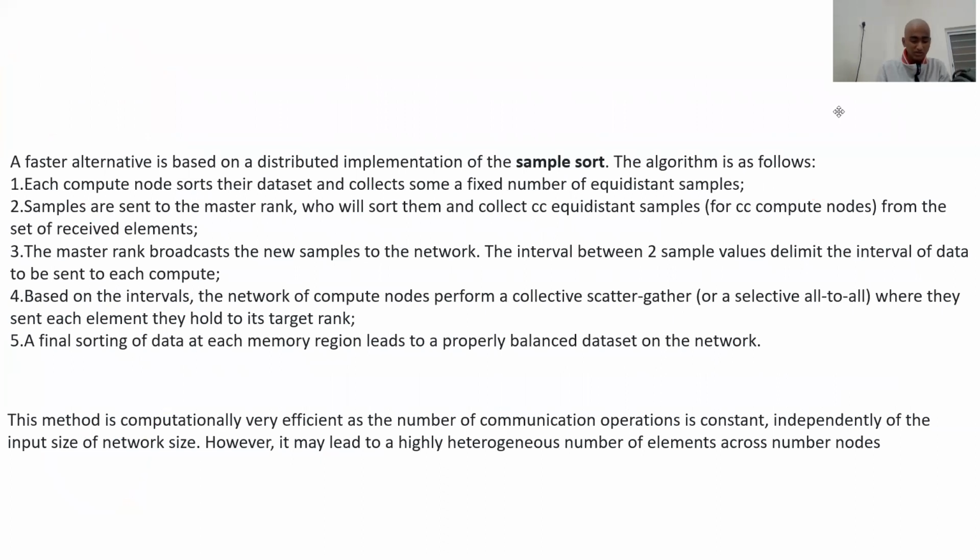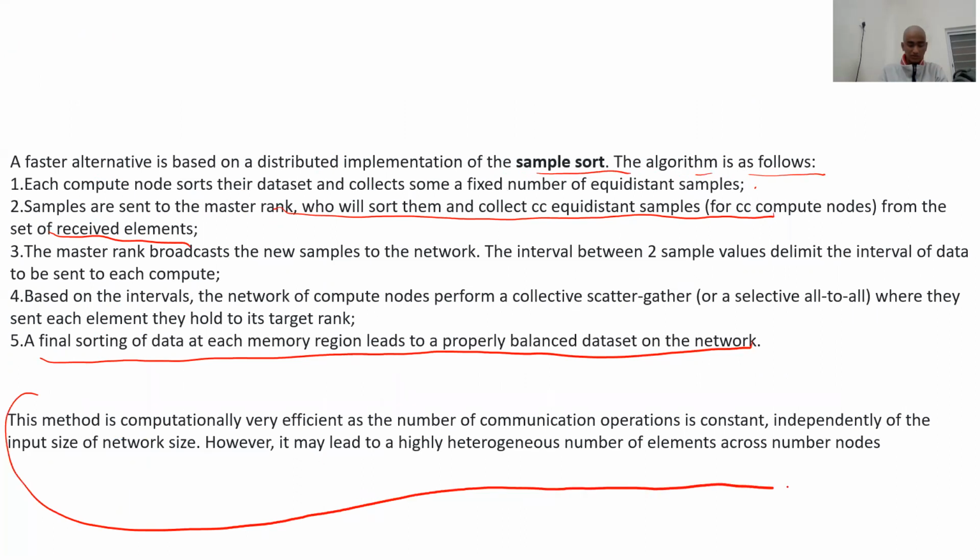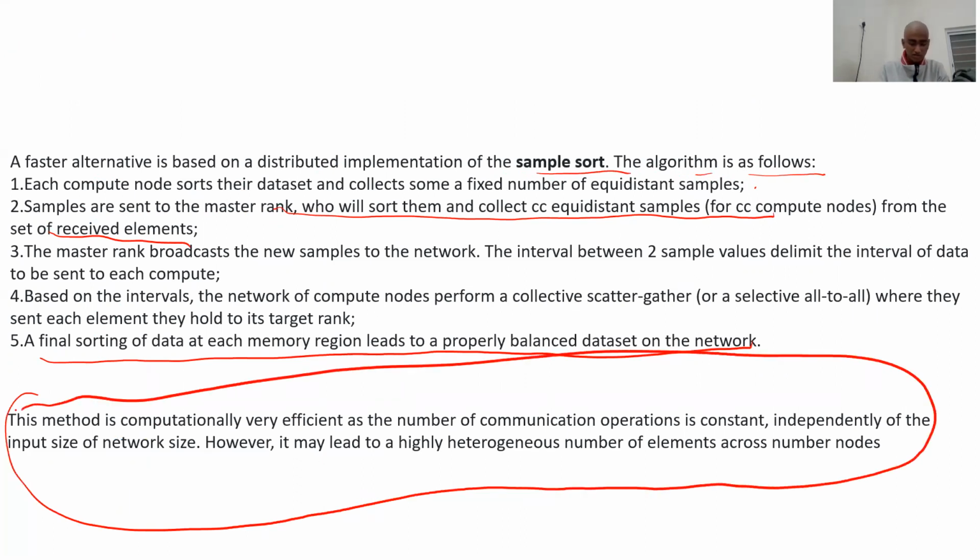A faster alternative is based upon sample sort. A distributed implementation of the sample sort algorithm is as follows. Each compute node sorts its data and takes a fixed number of equidistant samples. Samples are sent to the master rank, who will sort them and select samples from the set of received elements. Final sorting of data: each node receives its part, reaching a balanced state across the network. This method is computationally very efficient. The number of operations is constant, independent of the input size or the network size. However, it may lead to a highly heterogeneous number of elements across the nodes.